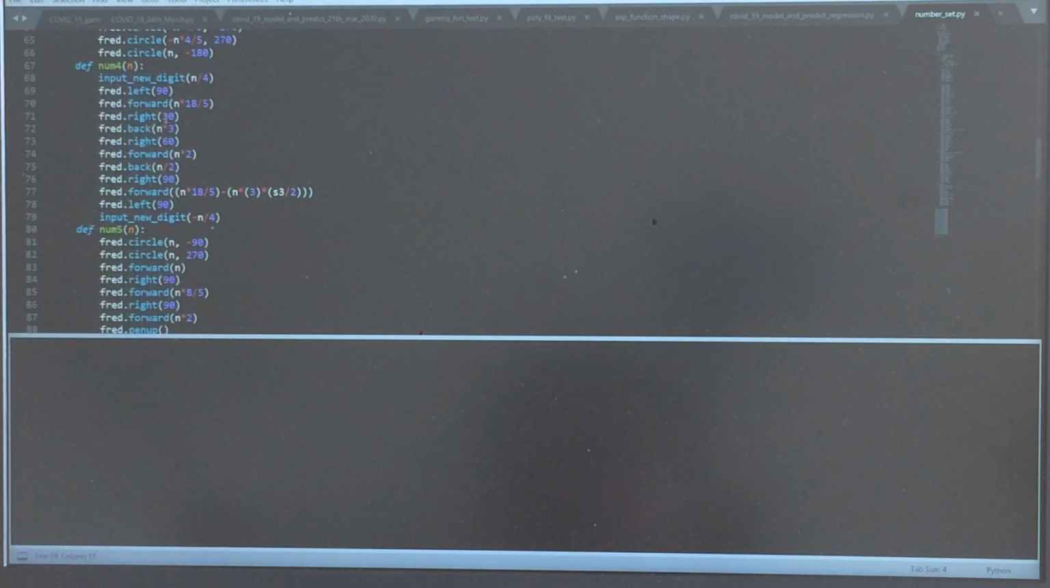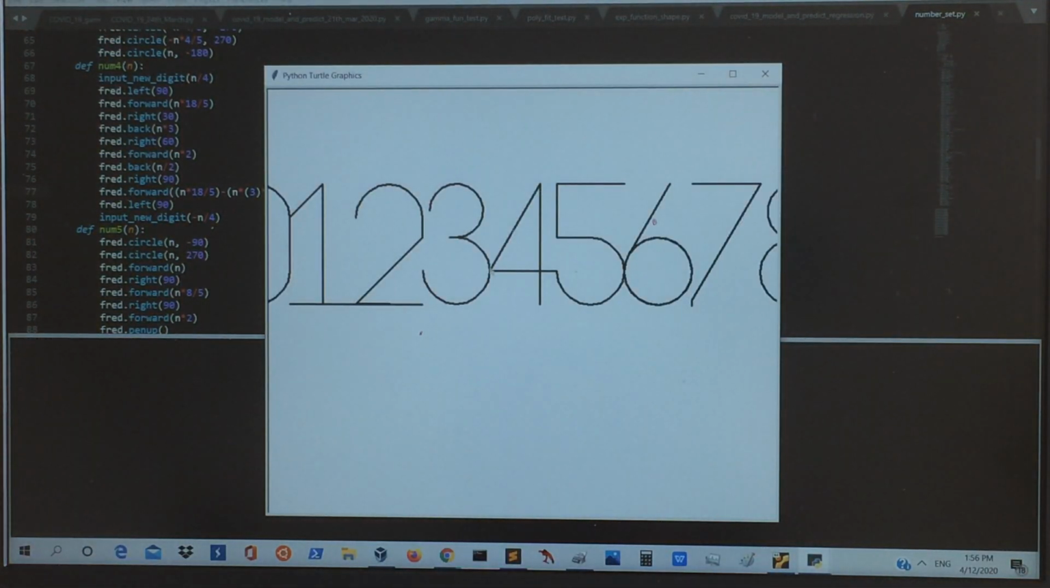And also, yeah, thread.right 30, thread.back n times 3, thread.right 60, thread.forward. And this is the code for the straight line between the hypotenuse of the triangle. And when I say hypotenuse, I'm talking about the triangle in the 4. I'm talking about this longest edge here.